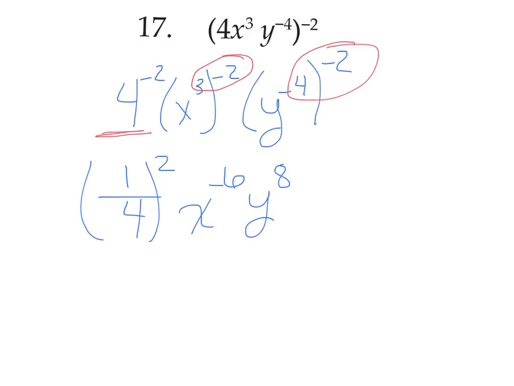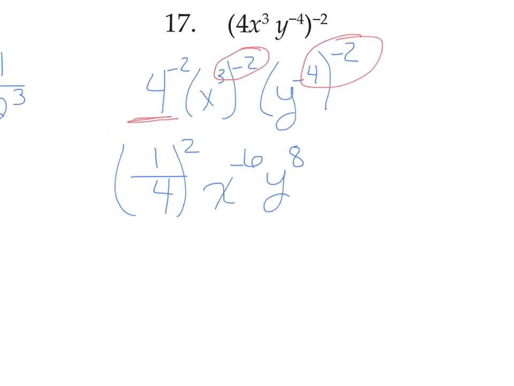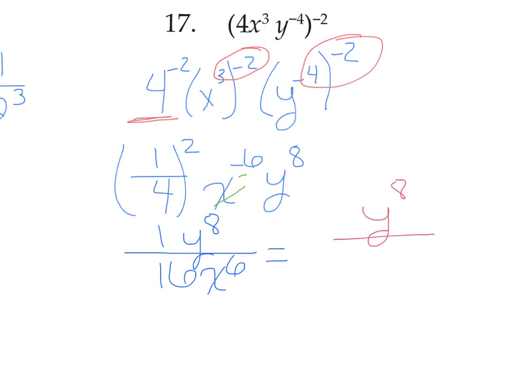All right, let's keep simplifying here. 1/4 squared, 1 squared is 1, 4 squared is 16, is 1/16. That's 1/4 squared. This x has a -6 power on it. So it needs to transfer to the denominator so the exponent can become positive. The y doesn't need to go anywhere because it already has a positive exponent. And you don't need this 1 here anymore since we have the y. So this is y to the 8th over 16x to the 6th.